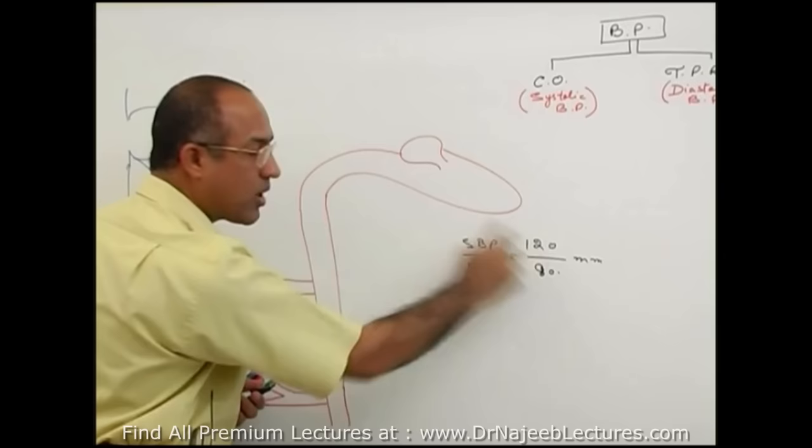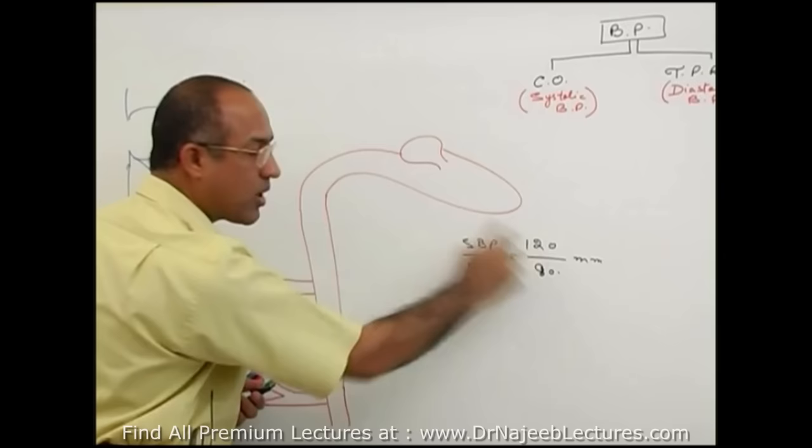Is that right? So what really happens is that the juxtaglomerular apparatus releases renin. Renin will convert angiotensinogen coming from the liver, right? Angiotensinogen is an inactive protein which is produced by the liver, and that is converted by the action of renin into angiotensin 1. This angiotensin 1, when it passes through the pulmonary circulation, is acted upon by angiotensin converting enzyme, and it converts into angiotensin 2.